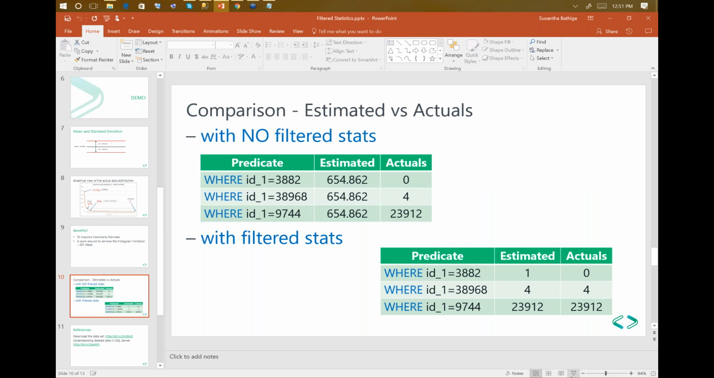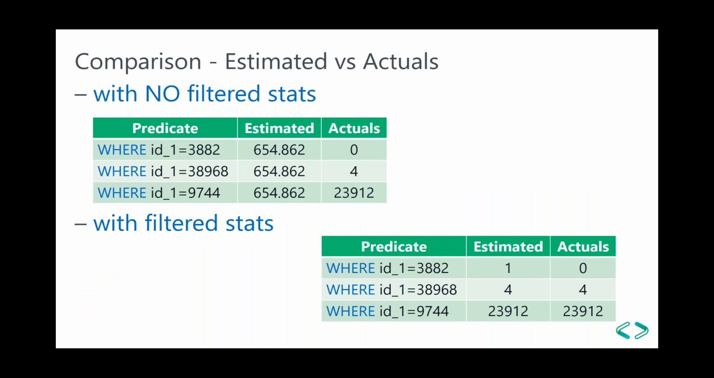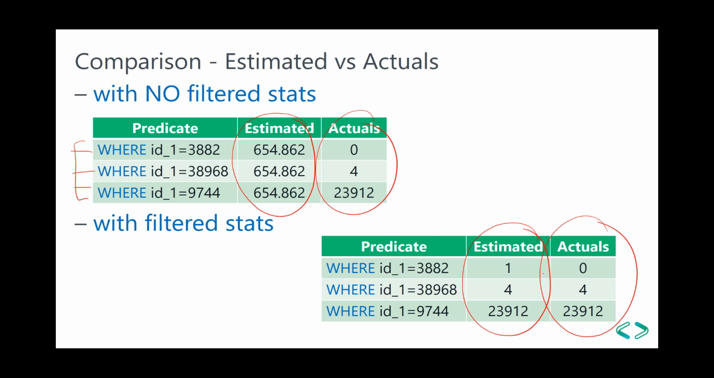And this is the summary. With no filtered statistics, these are the predicates that we used in all three queries. In all three cases, with no filtered stats, we got the same estimated number of row count. And this is the actual number of row count, just to give you the comparison. After creating the filtered stats, this is the estimated number of row count and actual number of row count. Very similar.